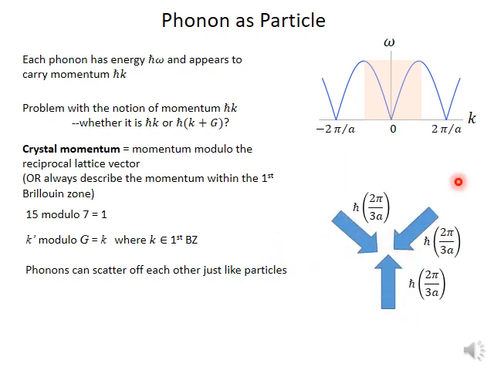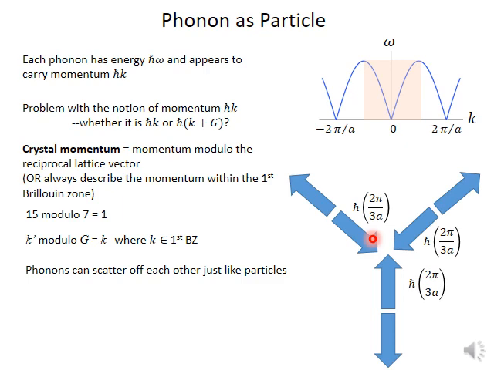Let's look at a scenario where we have three phonons incident like this, with a certain k vector given by 2 pi by 3a. Then the supposed momentum of this phonon would be 2 pi by 3a into h bar, and the same would be for all the other two. Let's say they get scattered from each other, and they fly off in the opposite direction. So the question is whether such a process is allowed or not.